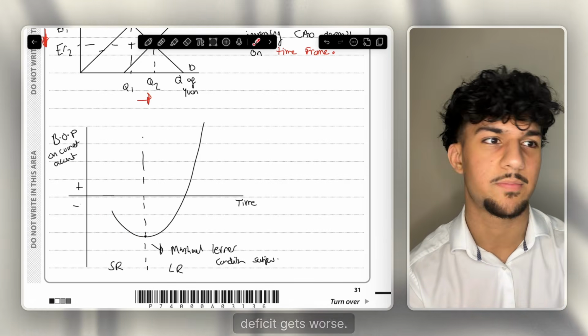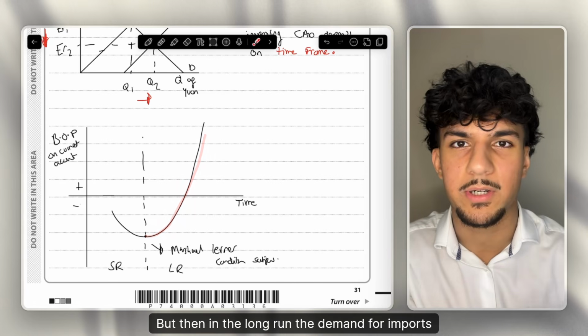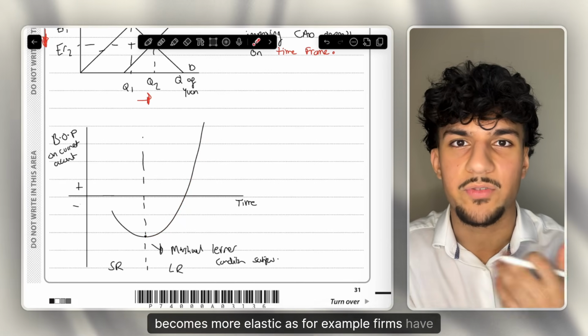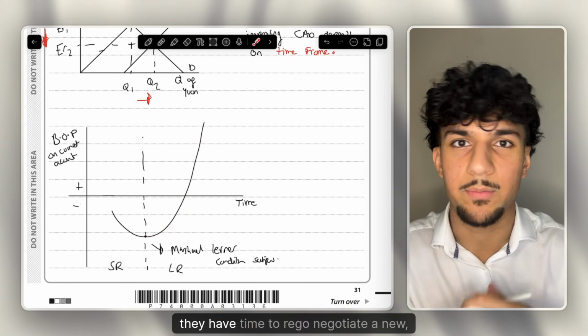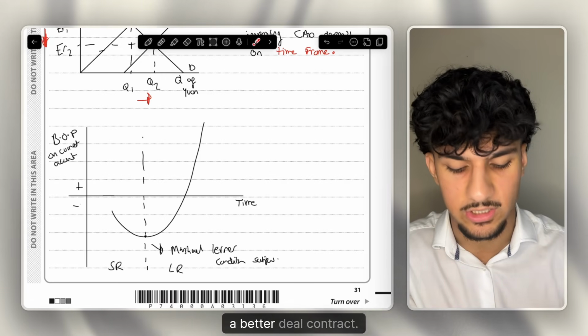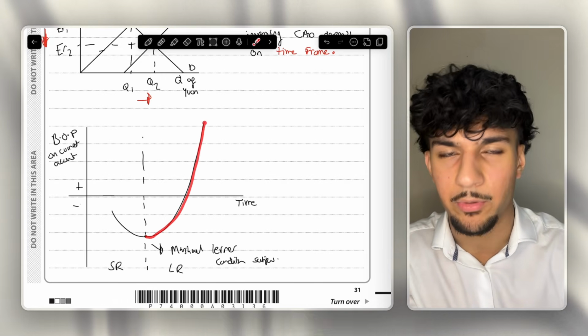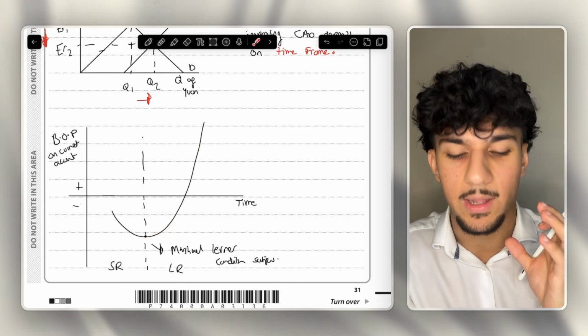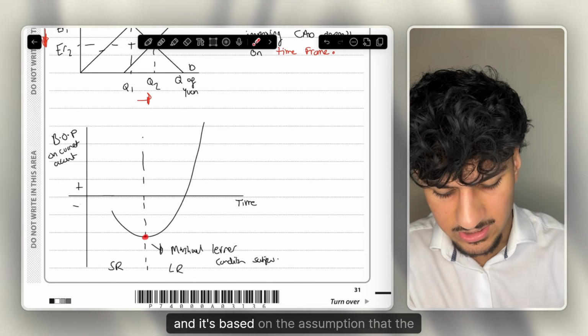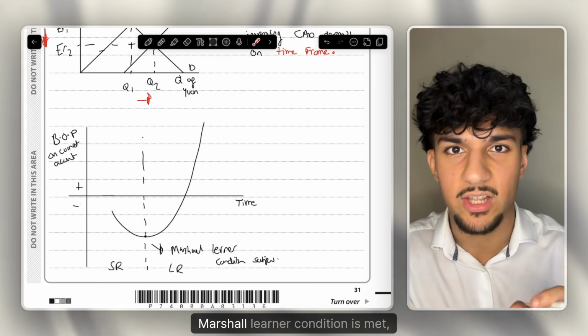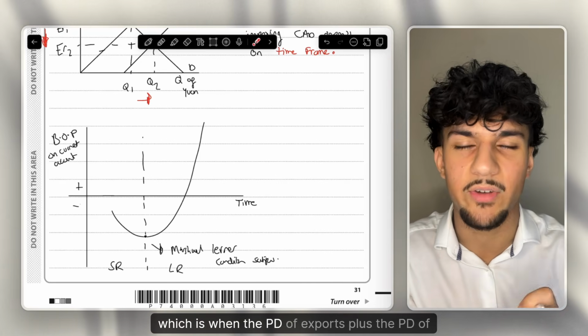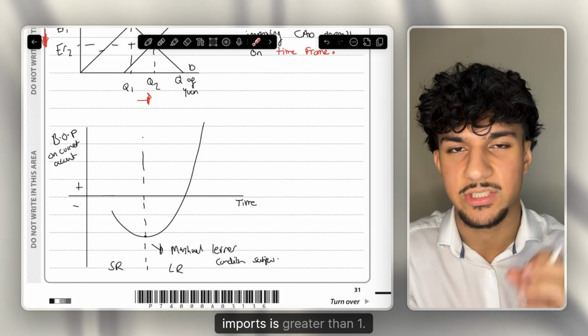account deficit gets worse. But then in the long run, the demand for imports becomes more elastic, as for example, firms have time, the contract's now expired, they have time to negotiate a better deal, thus meaning, as you can see, the deficit on the current account improves. But of course, this is all based on the assumption that the Marshall-Lerner condition is met, which is when the PED of exports plus the PED of imports is greater than 1.